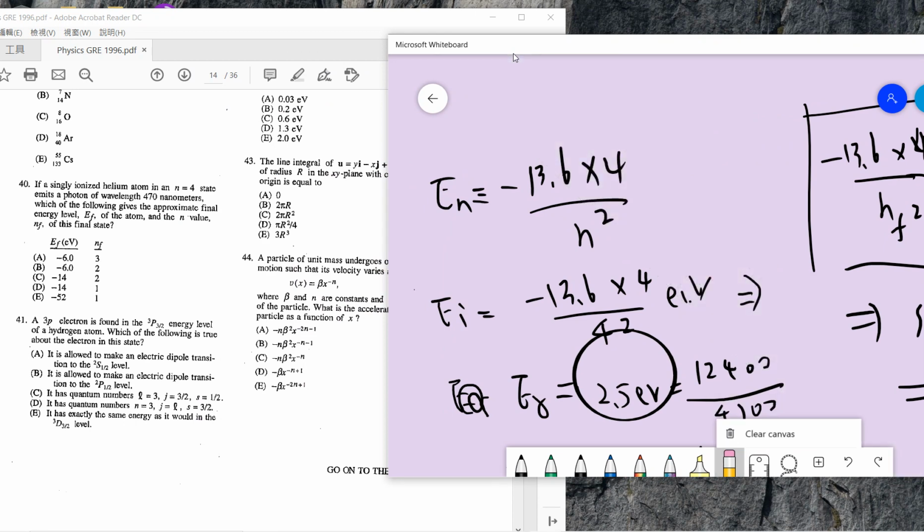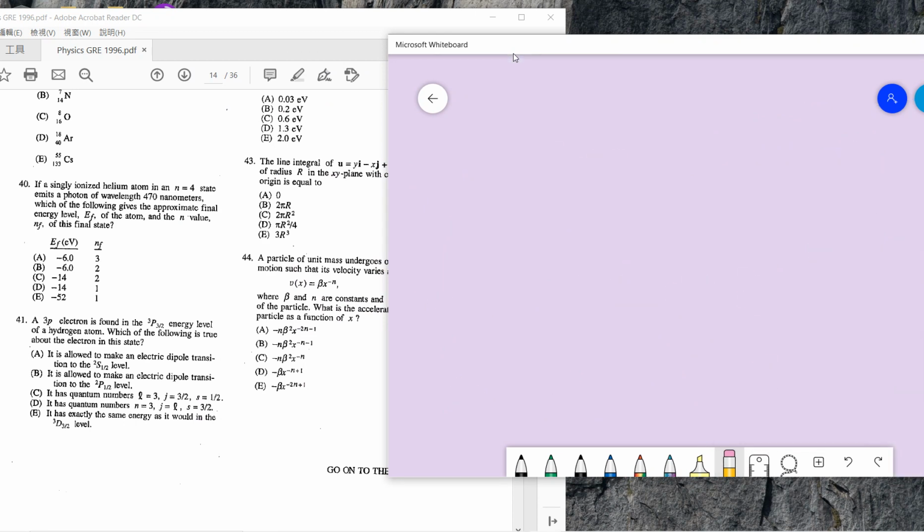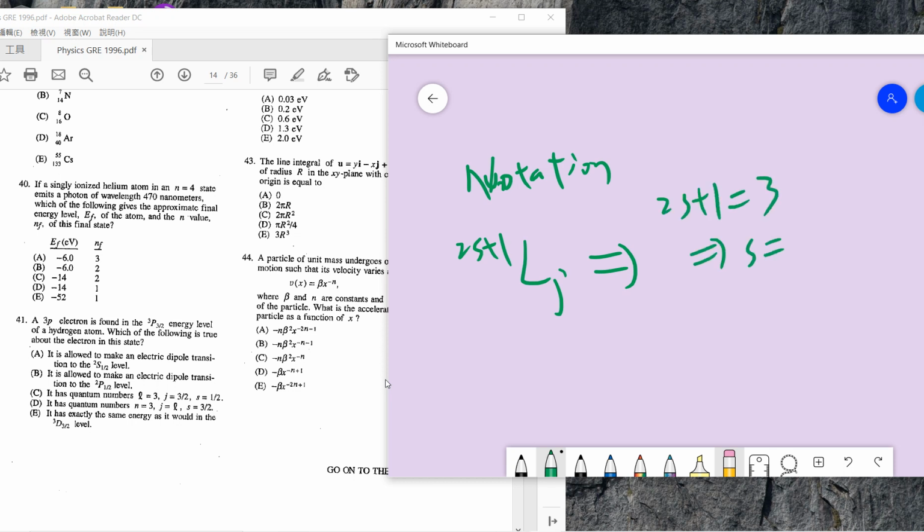Okay, 41. The 3p electron is found to be in the state 3P 3/2. So this is the important notation you need to remember: 2S+1 L J. So 2S+1 here is 3, meaning spin S equals 1. And this is P, so L equals 1. And this 3/2 means that J equals 3/2.